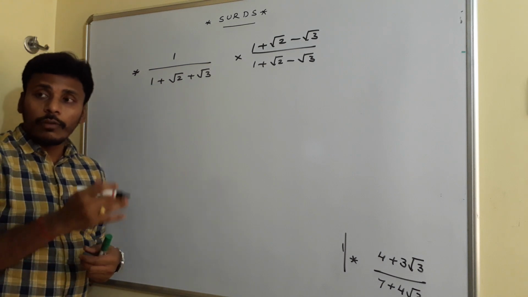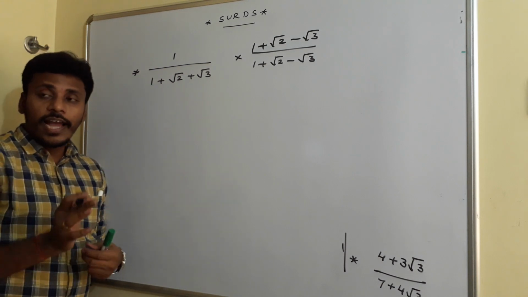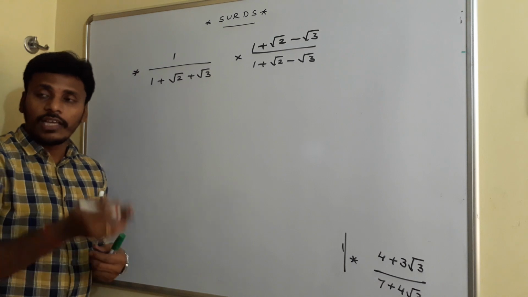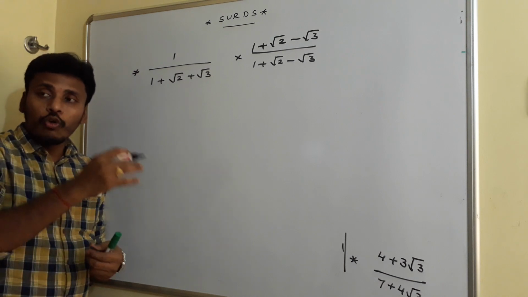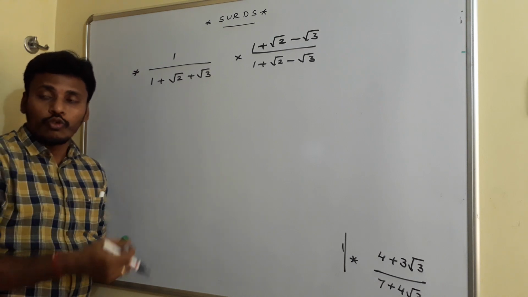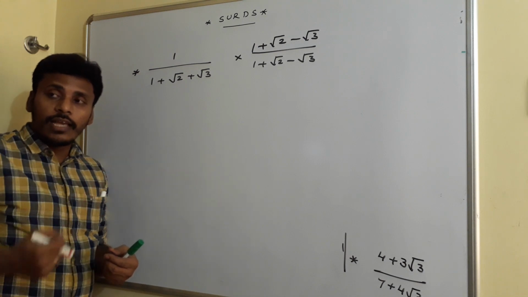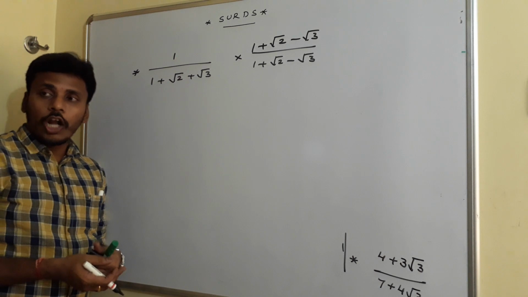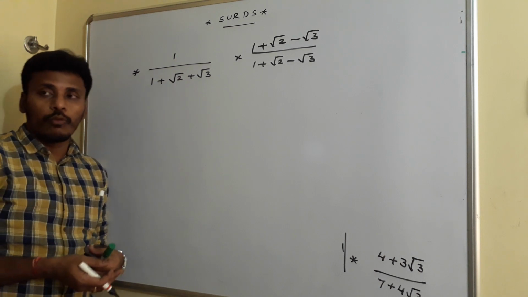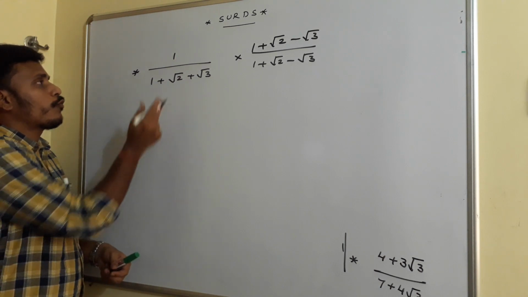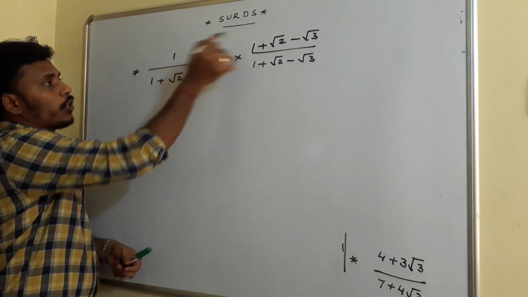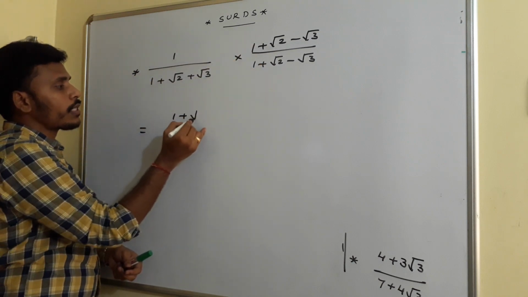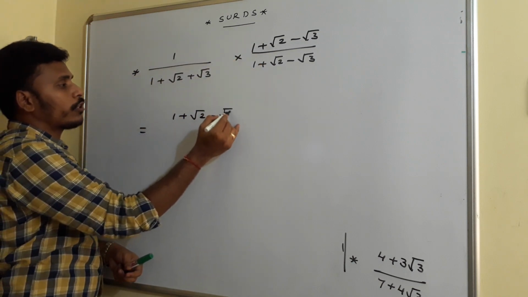Okay. See, if you multiply only one part, the value will not be the same for the given one and the new one, right? So to make the value remain the same for the whole problem, you need to do the multiplication and division not only for one part, but for both numerator and denominator. So now if you multiply the numerator, 1 into this is 1 plus root 2 minus root 3.